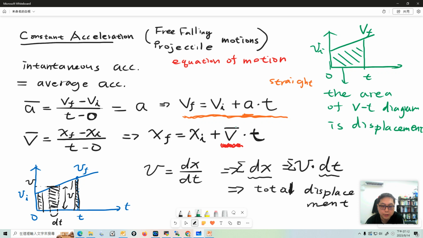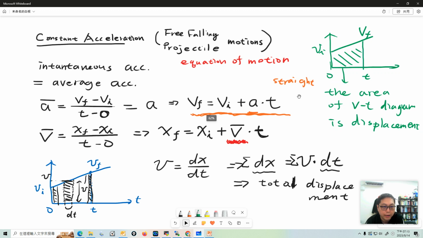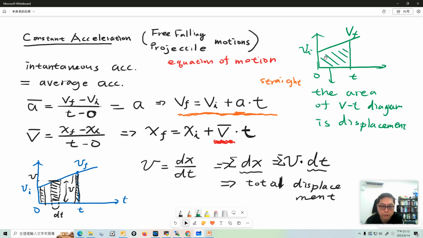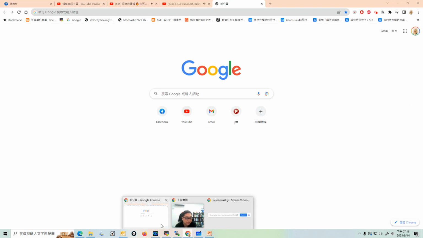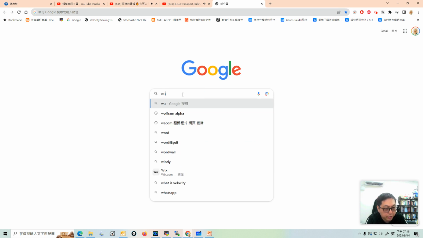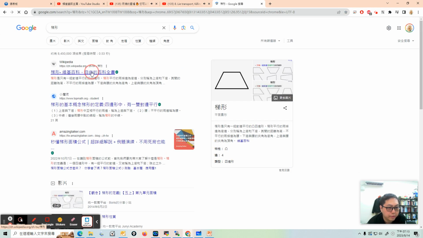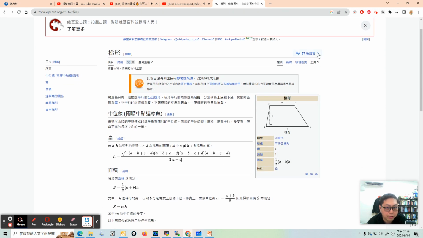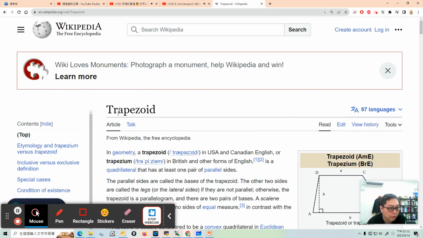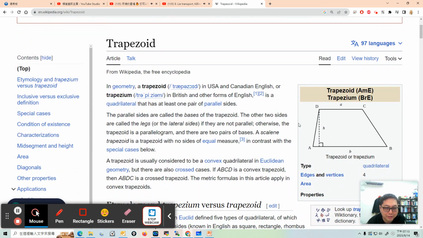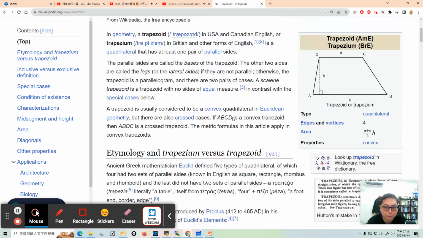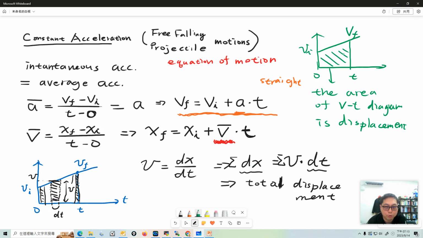How? Do you know how to calculate the area under this curve? I think high school taught something about how to calculate the area under this curve. I forgot the English name. 梯形, in Chinese it's called 梯形, but what's the English? I really forgot. Okay, trapezoid. The area of a trapezoid, and the formula is here. Do you know how to calculate the area of a trapezoid? I hope you can remember that.